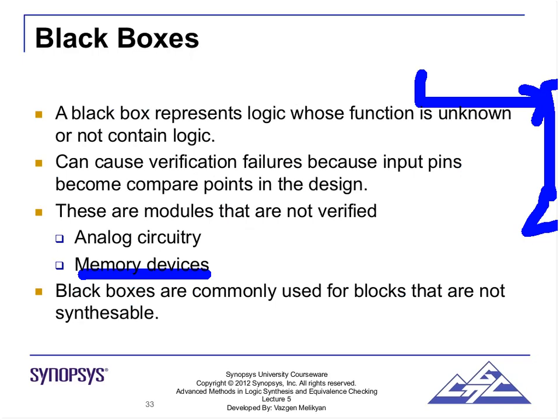Formality, for any black box, whether implicit or explicit, will make a compare point at the input of the black box and it will verify that, right. So black boxes are commonly used for blocks that are not synthesizable, but you need some kind of model for that, either dotlib without the function attribute or an empty verilog module where you only define the ports. So Formality needs to know what are the inputs and outputs for this black box, right, to make the compare points. So you need to give the port definition. This port definition can come from a dotlib or from a verilog module.